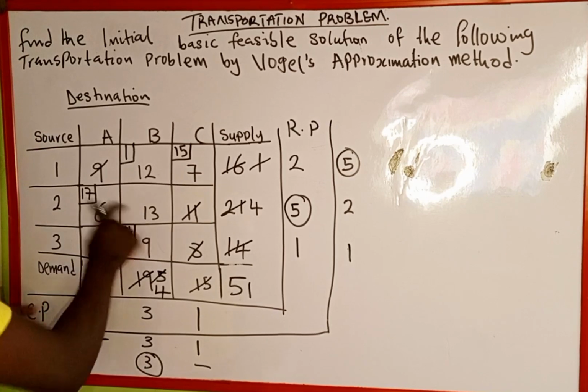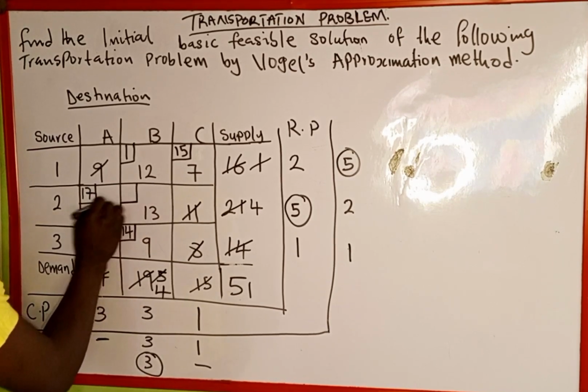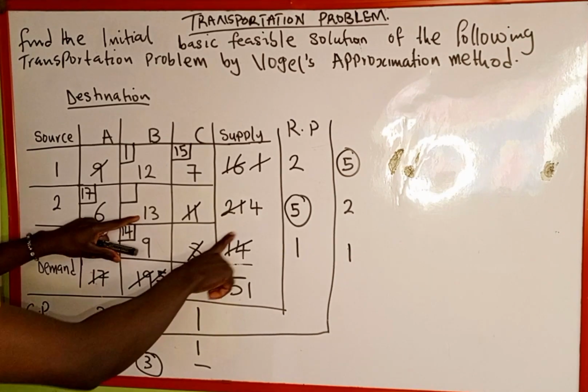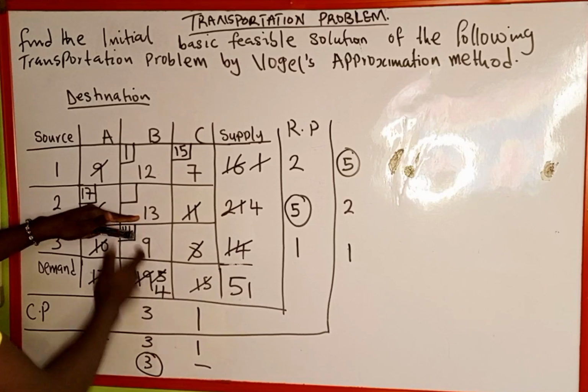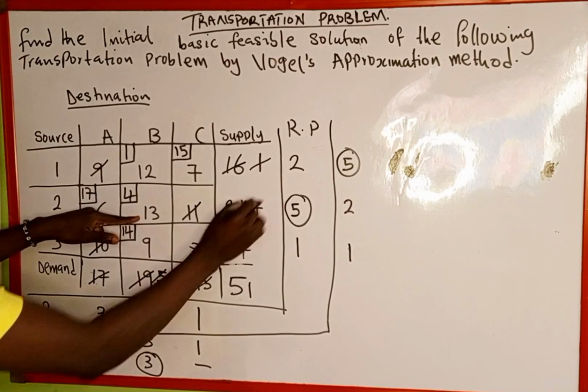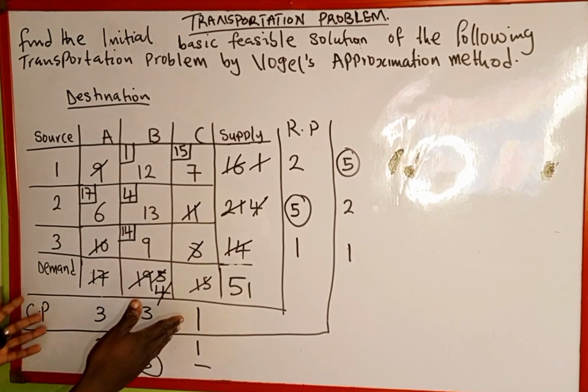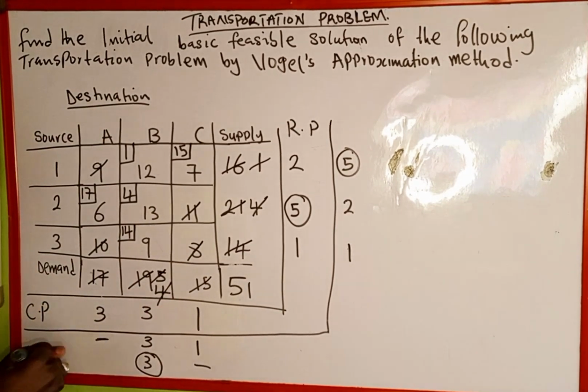So the next allocation is going to be on the last one, which is this cell 13. Then we compare the supply and the demand corresponding to this 13. The supply is 4 and the demand is 4. Then we supply the 4. We delete this 4. We delete this 4. So do we have any cell left? No, we have done.